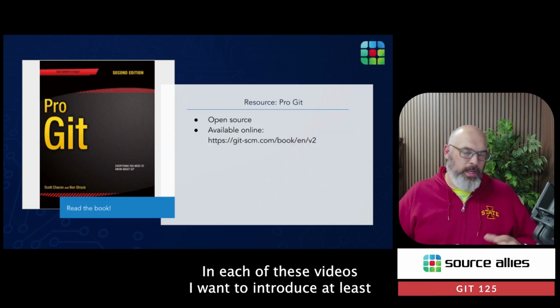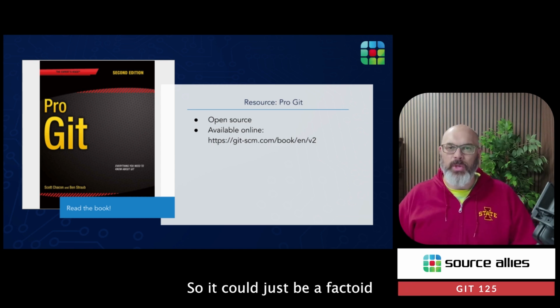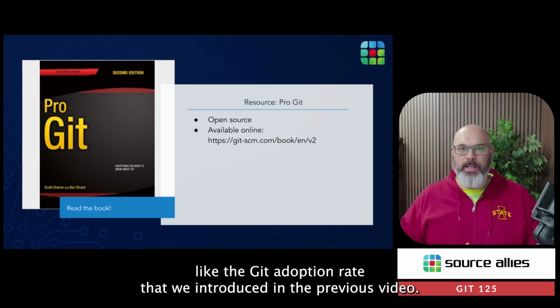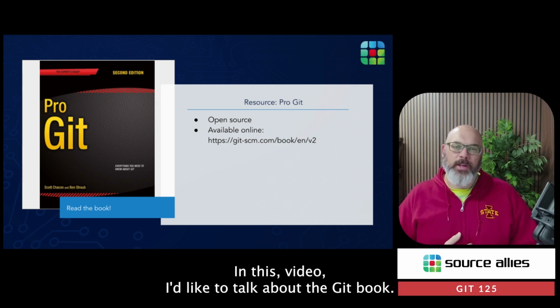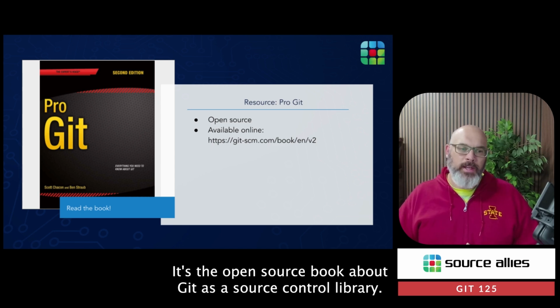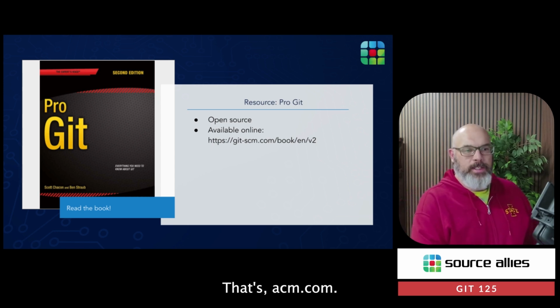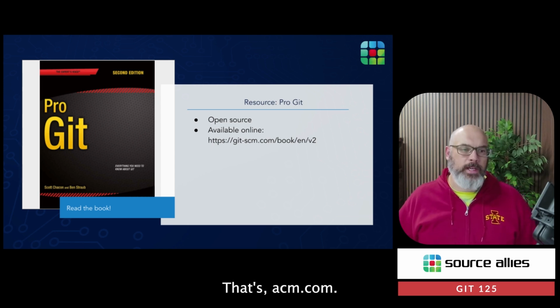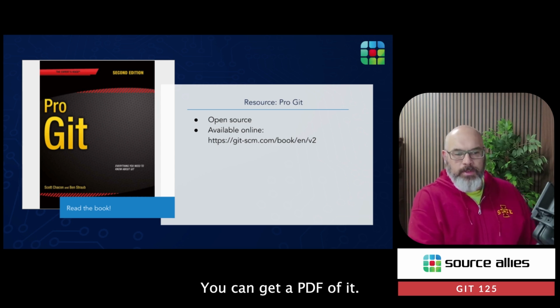Okay. In each of these videos, I want to introduce at least one new resource that you can chew on. So it could just be a factoid, like the Git adoption rate that we introduced in the previous video. In this video, I'd like to talk about the Git book. It's the open source book about Git as a source control library. You can find it at git-scm.com. It's totally open source. You can download it. You can get a PDF of it.